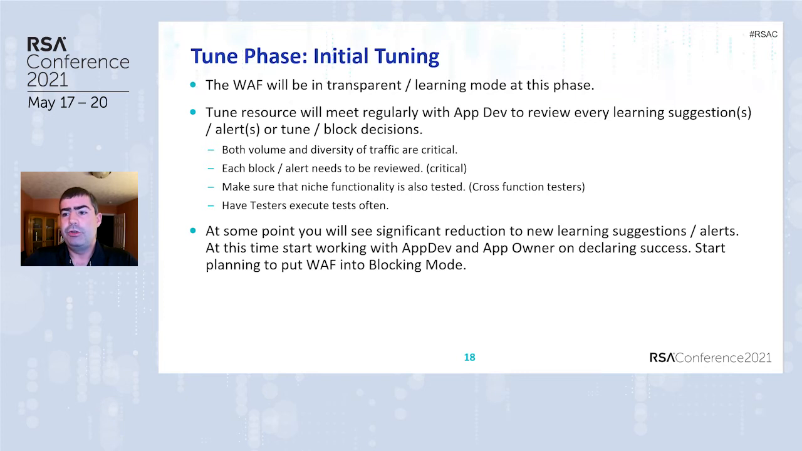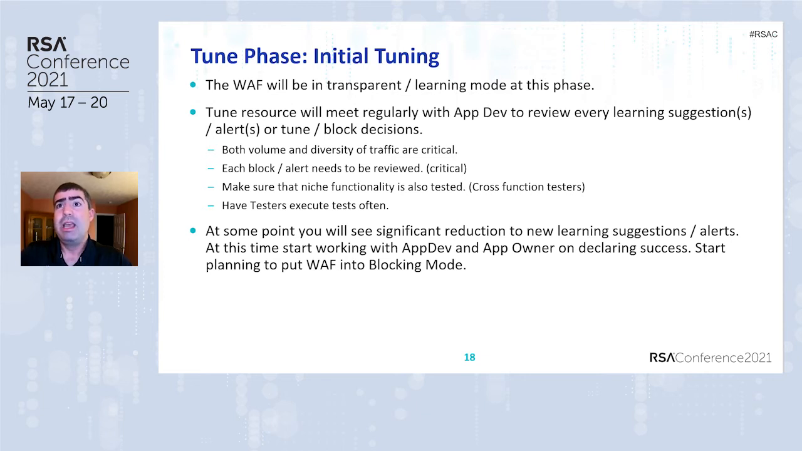We fell into a trap in one environment where we prioritized reviewing alerts based on the frequency that they happen. And so once we went into blocking mode, even though 99.998% of the traffic flowed clear, there were certain functionalities of the website that only happen once a month, once every 3 months, and we started to block a few of those, and that gave us a couple bad impressions with our app dev folks.